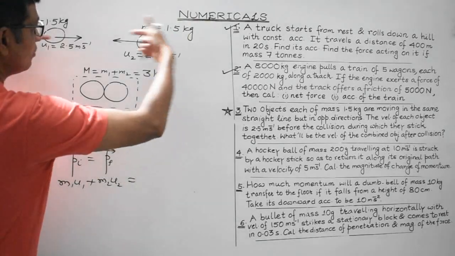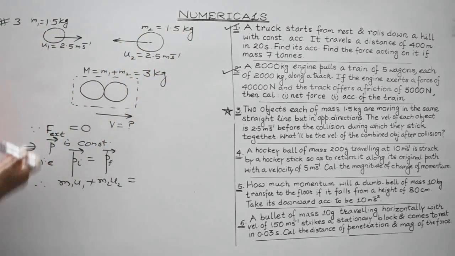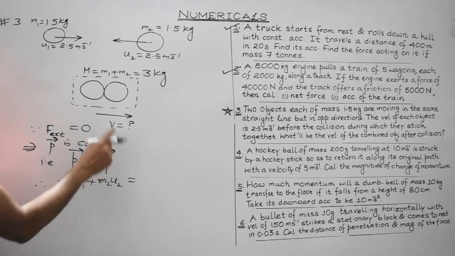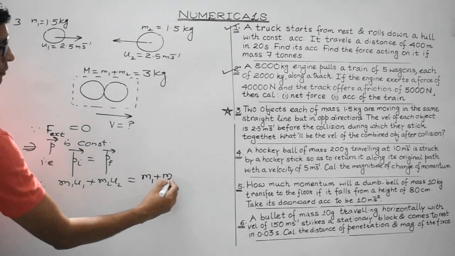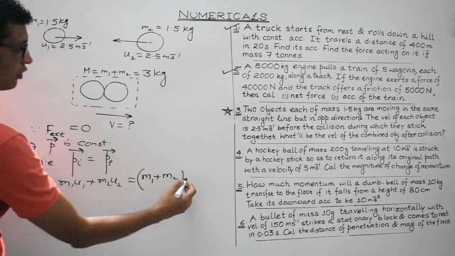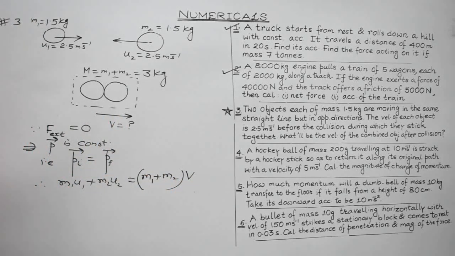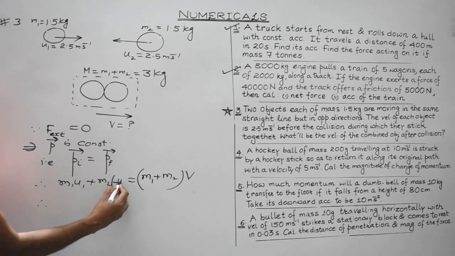Why? Because they are moving in the opposite direction. If this is taken as positive, then this direction needs to be taken as negative. And what about the final momentum? It is m1 plus m2. This will act as a combined mass and its final velocity is v. So now let's substitute the value. As I told you, u2 is to be replaced by minus u2.